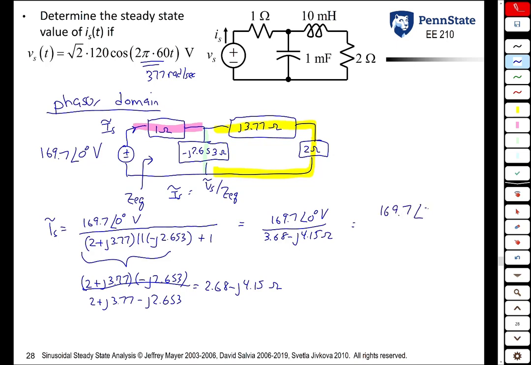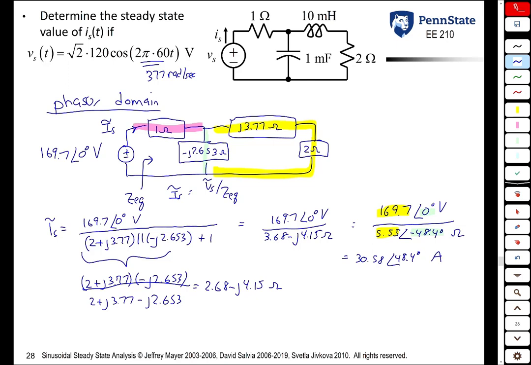You can either calculate this on your calculator directly, or if your calculator does not do complex numbers, you need to convert the denominator to its polar form. It's 5.55 at an angle of minus 48.4 degrees. Then you divide the magnitudes and subtract the angles. 169.7 divided by 5.55 is 30.58. 0 degrees minus negative 48.4 degrees is 48.4 degrees. And of course the answer is amps.